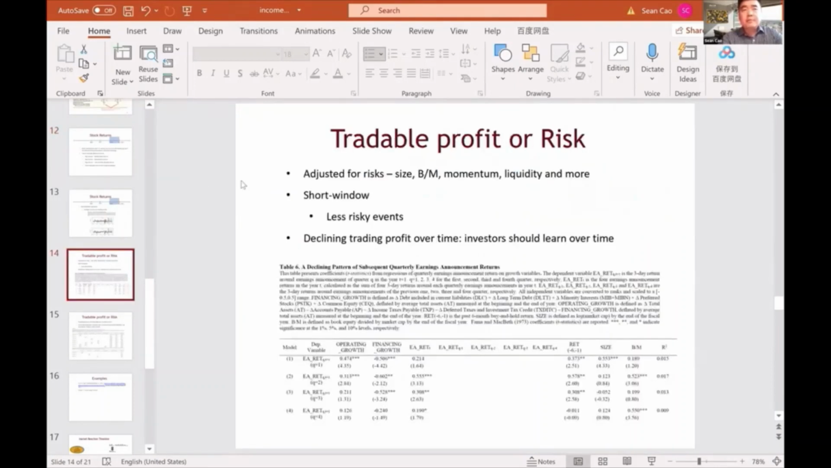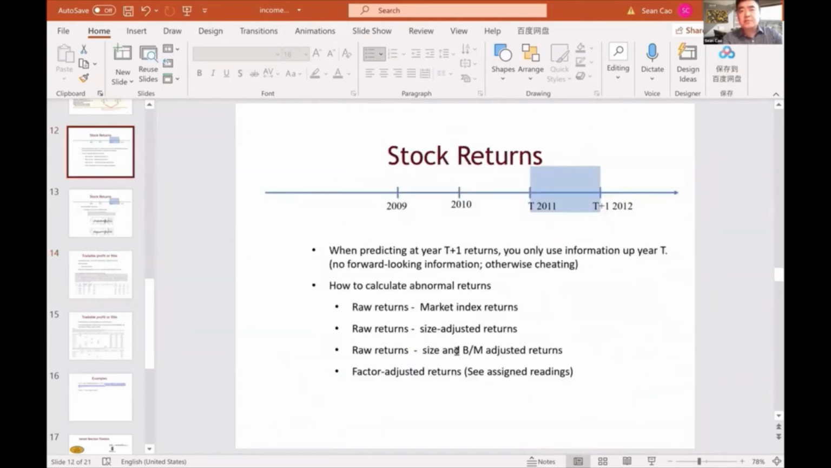But the problem is, the concern here is that if you consider transaction costs, you don't know what the risks are. The return is even higher. We only adjust for size, book to market, liquidity, and momentum. So maybe there's like 1 out of a million risks out there for this trading strategy. You don't know.